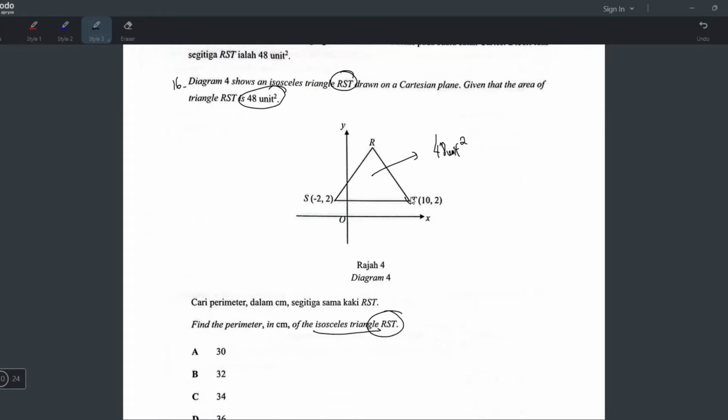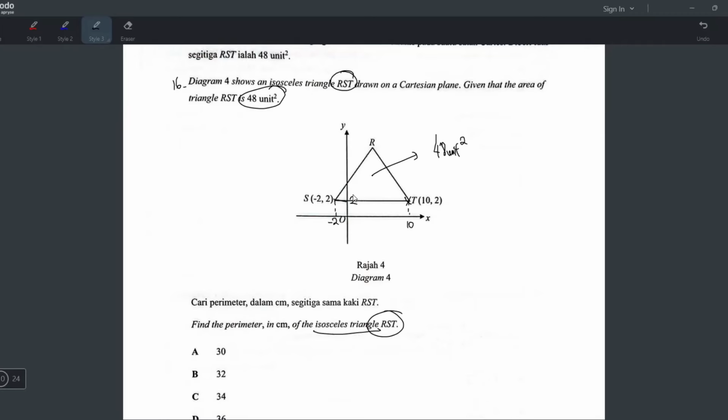Okay, this point is 10 too, right? That means if you baca bawah here, here is 10 lah. And then you baca here, this is 2, right? And then this is negative 2, 2. That means if you baca to x here is negative 2, and then baca y here is 2. That means this line is a horizontal line. Yeah, it's a horizontal line.